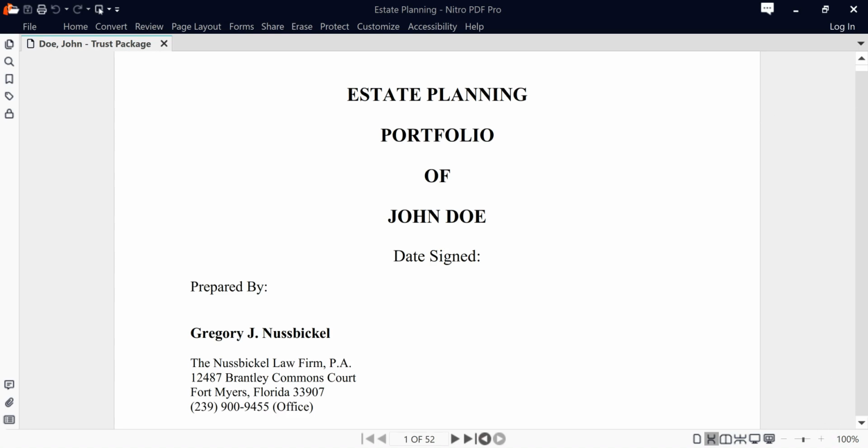One of those, of course, is that the signor, the person executing these documents, be lucid and able to understand the basic provisions, what's being done, not necessarily every single word, but have a general idea of the purpose of their signing these documents.